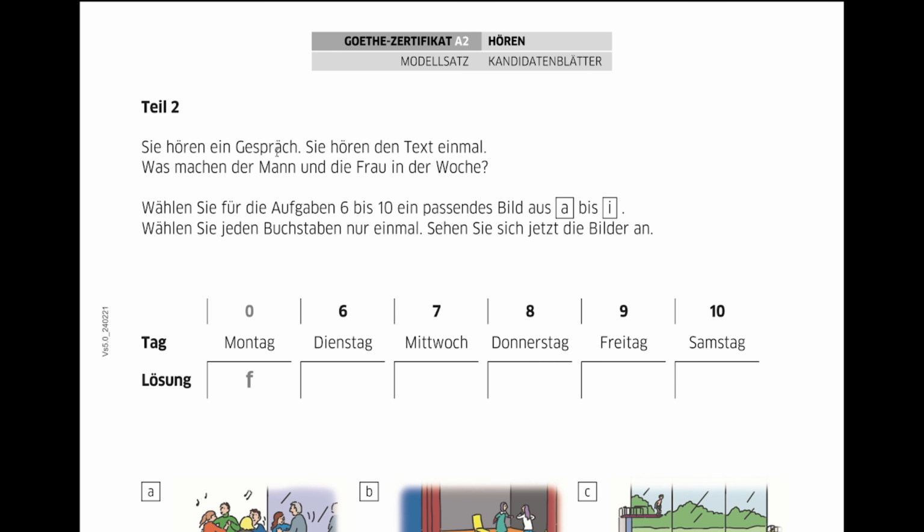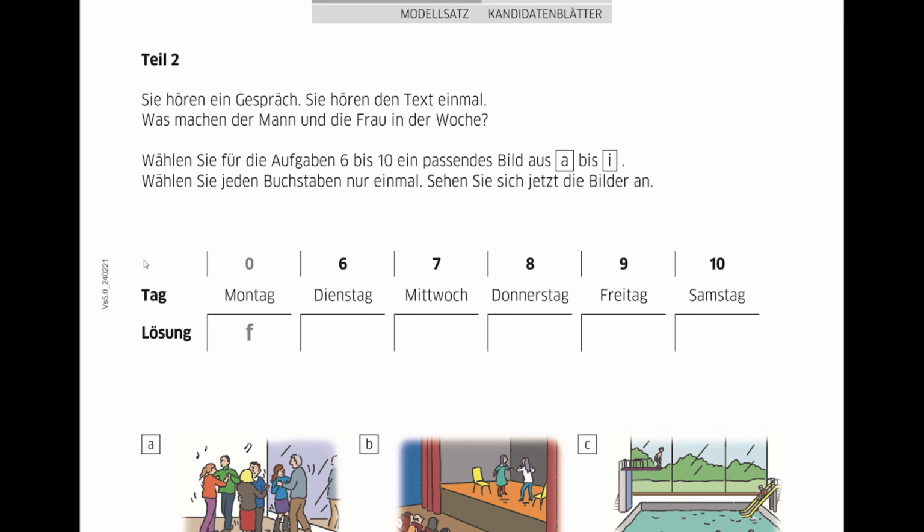Sie hören ein Gespräch. You will listen to a discussion. Sie hören den Text einmal. So you see einmal over here means only once. So then they have the question, was machen der Mann und die Frau in der Woche? What will the man and the woman do in the week? So you see over here, they have written the different days of the week. So Montag, Dienstag, Mittwoch, Donnerstag, Freitag, and Samstag. And under this, they have the Lösung or the solution.